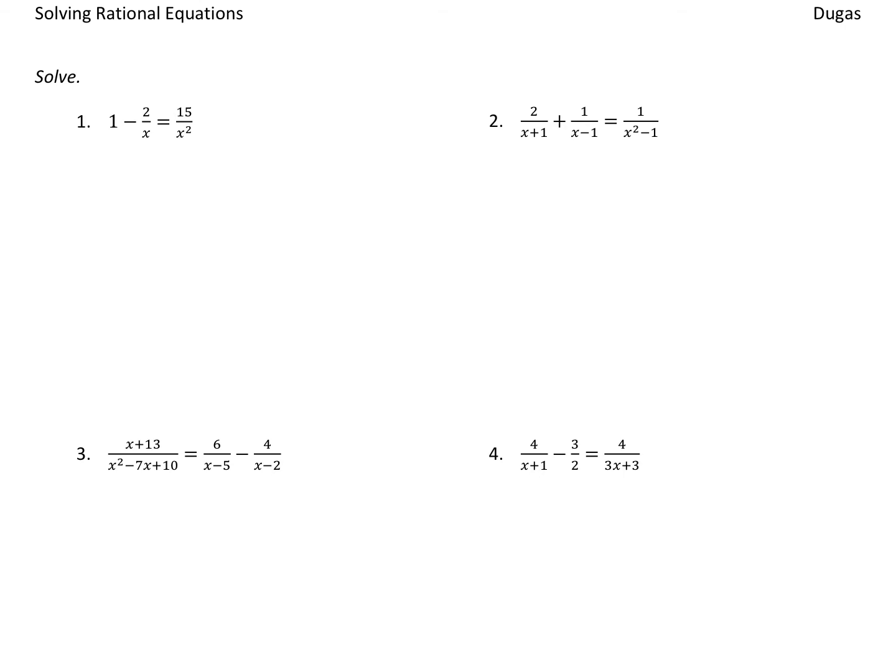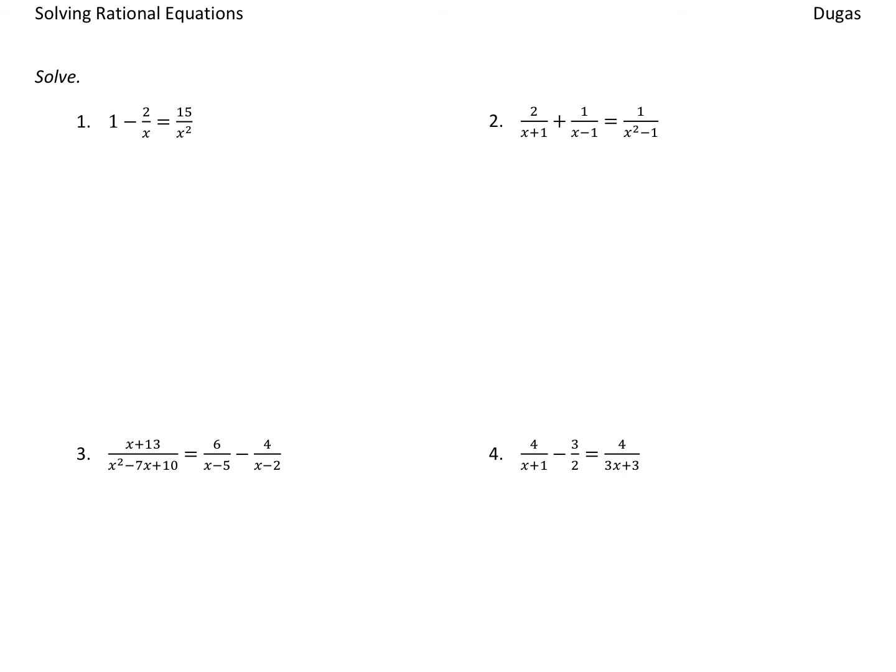So what you want to do is look at all of your denominators, figure out your least common denominator, and multiply through by the LCD. And that will allow us to divide out or cancel out the denominators and get rid of the fractions, and then solve a simpler equation.